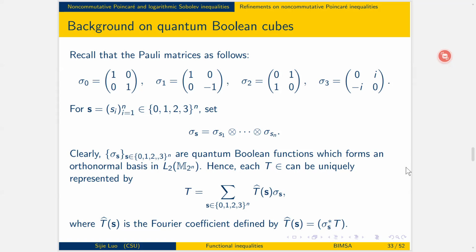Okay, and sigma s you can view as the tensor. We choose this because s is a vector and every projection is from 0 to 3. Then we can choose every sigma here to have different projections, and this sigma s is an orthogonal basis of L2 of the matrix algebra, and every element here can be represented in this form, and this is also a Fourier expansion. Okay, and this is the framework for the quantum Fourier cube.